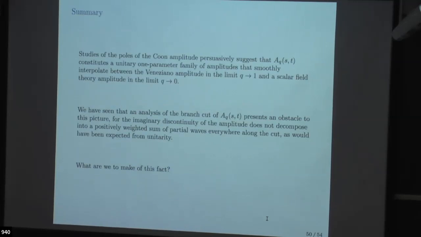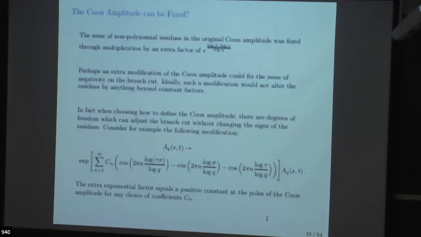Okay, so to summarize, I was first trying to give you an overview of the picture that's been formed, where we have this Kuhn amplitude which looked unitary and interpolated between Veneziano and some possibly quite pathological scalar field theory in these limits. But now we see that the branch cut analysis at least presents an obstacle to this picture, because we're not seeing what we would expect from positivity, namely a positively weighted sum of partial waves on the branch cut discontinuity.